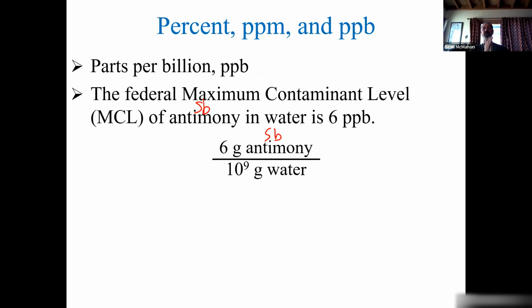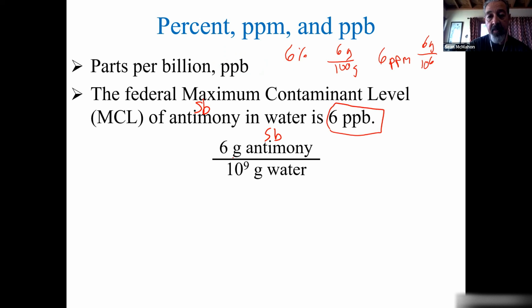So we could do those conversion factors the same as we did. So if I wanted to use the example, if it said 6%, it would be 6 grams per 100 grams. If it was 6 ppm, parts per million, it'd be 6 grams per 10 to the 6. If it's 6 ppb, now we're doing 6 grams per 10 to the 9. So instead of doing 10 to the 2nd grams or 10 to the 6 grams for parts per million, now we're doing 10 to the 9 because it's parts per billion.